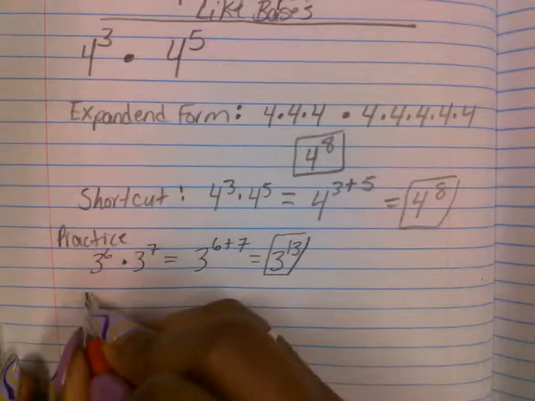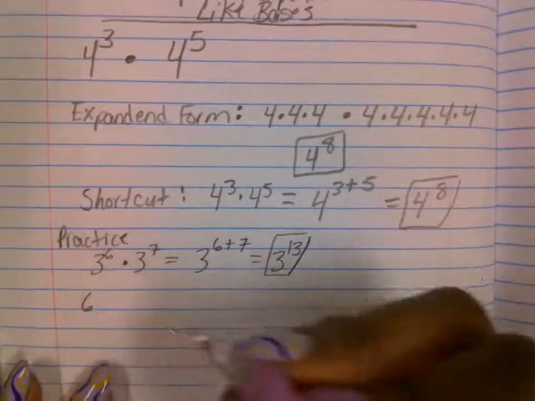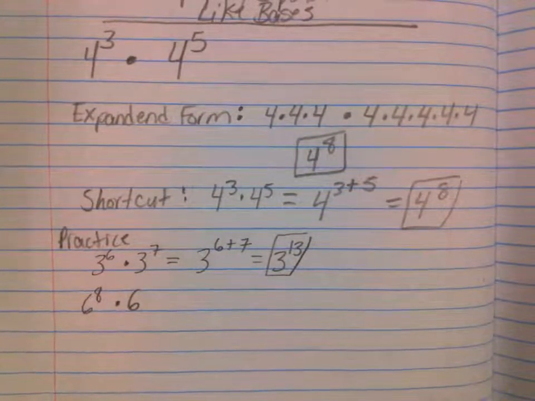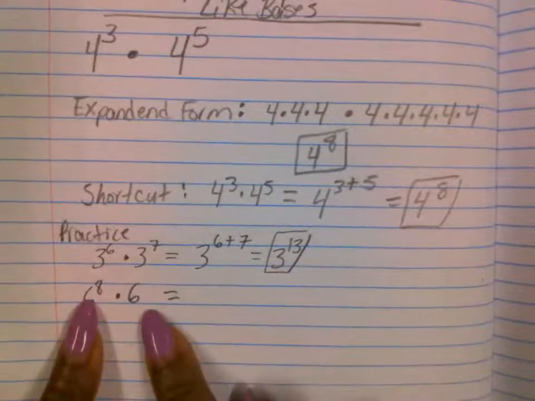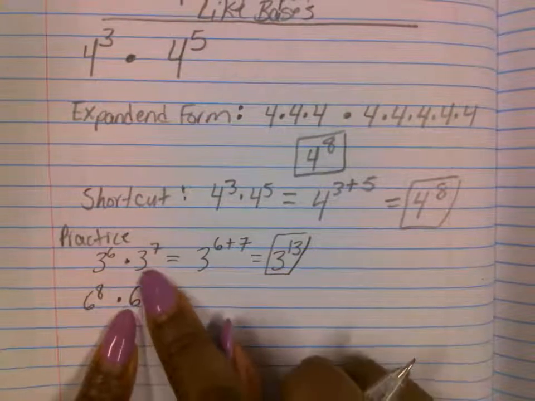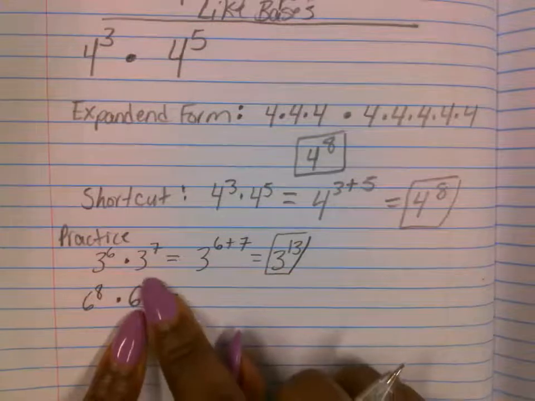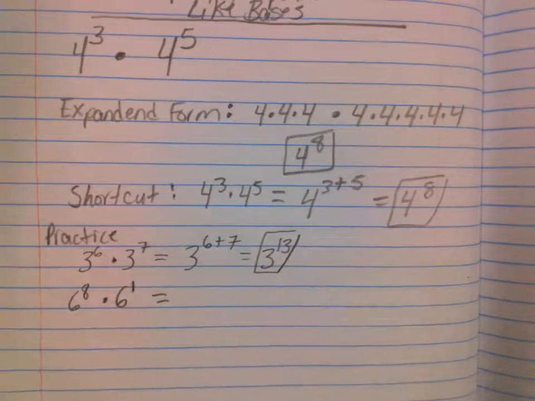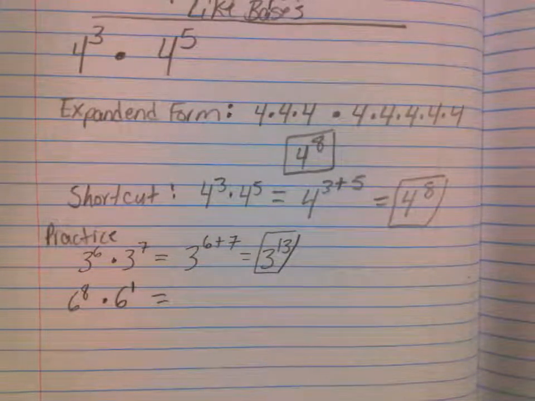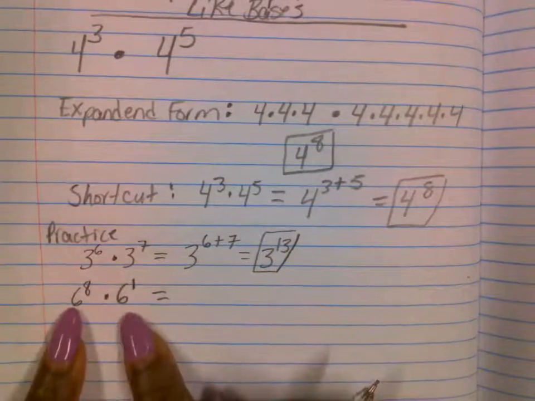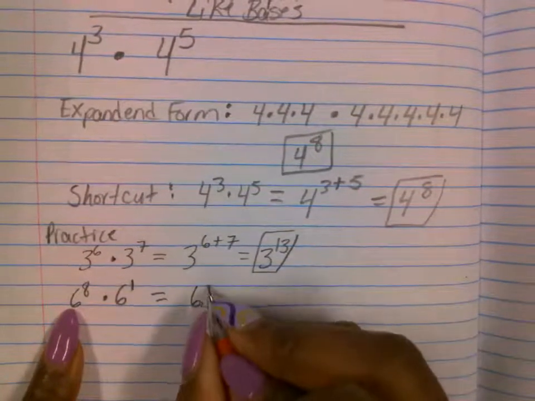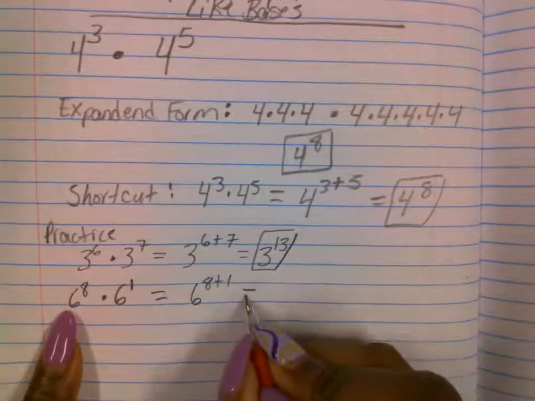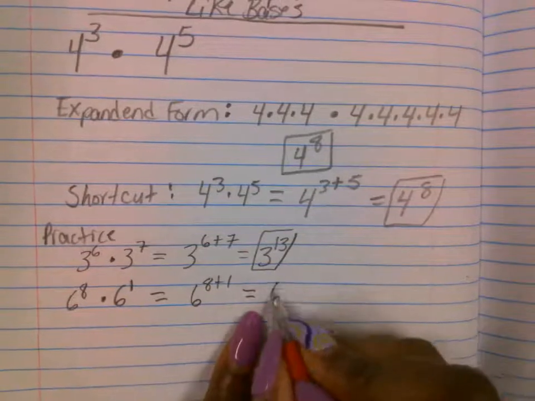Let's do this one. We have 6 to the 8th power times 6. The bases are alike. If you don't see an exponent here, what do you think the exponent is automatically? It's 1. Automatically, 6 is being multiplied 1 time when you see it standing alone. Okay? So now you're going to add the exponents because the bases are alike. So we're going to write 6, what plus what? 8 plus 1. So what's our answer here? 6 to the 9th power.